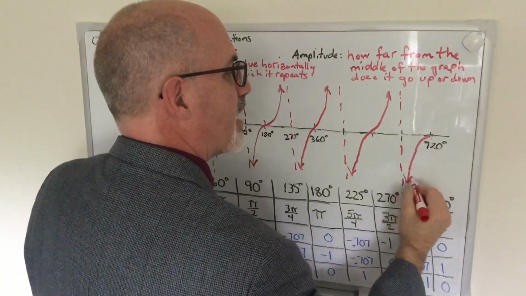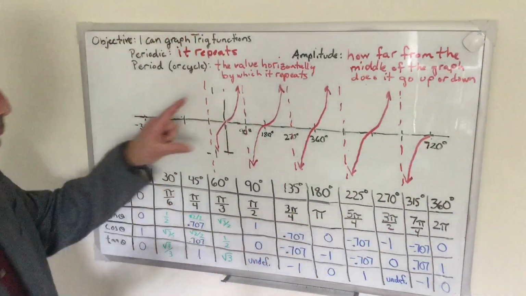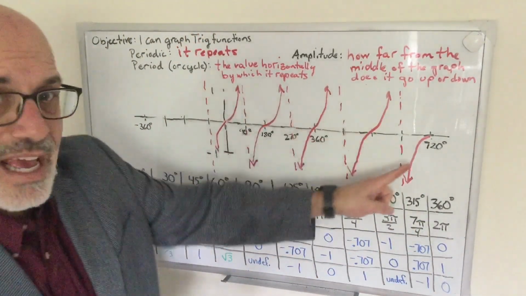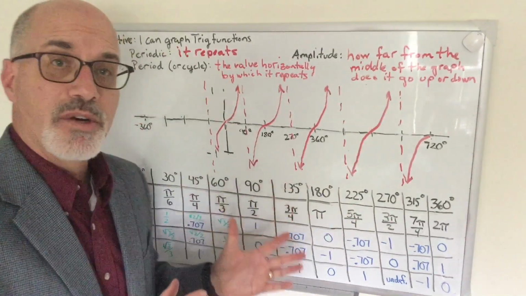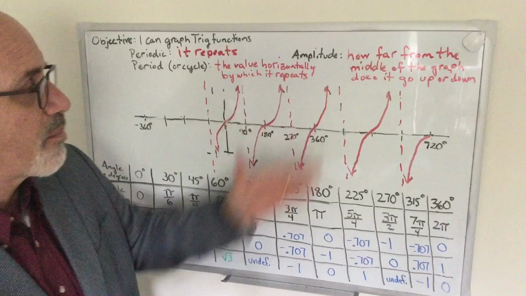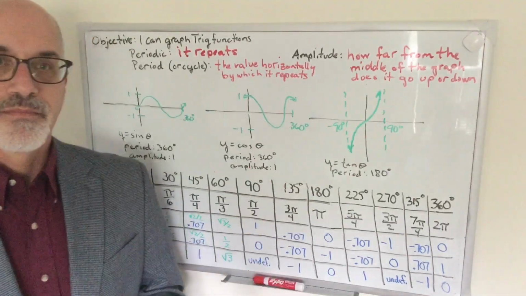So what I've got graphed here, notice I've got 1 period, 2 periods, 3 periods, 4 periods and a half. There's 4.5 periods graphed on this graph. Each period can be separated by asymptotes.